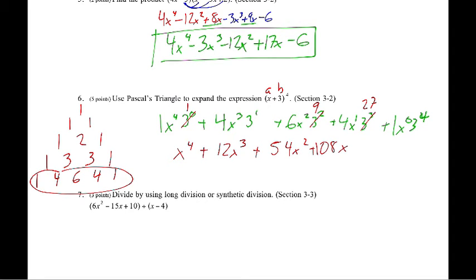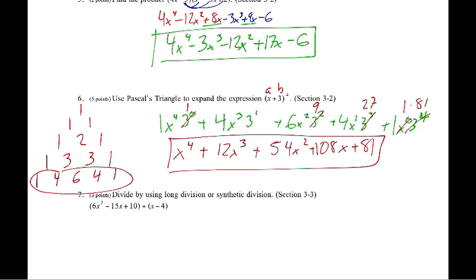And the last group, we said 3 to the fourth earlier was 81, so 1 times x to the 0 is 1. So 1 times 81 gives us just 81. Whichever method works better for you, go for it. I do it horizontally typically. Sometimes you like to set it up vertically. Whatever method works best.